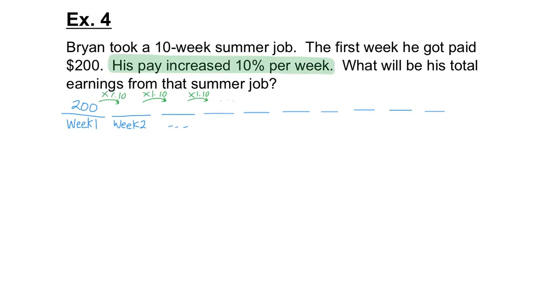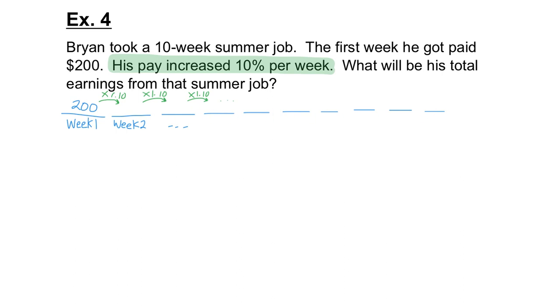To start off with, I'm going to focus on this. His pay increased 10% per week. If your pay increases, you're multiplying by 1.10, and that's happening every week. So this is a geometric sequence. He's starting by getting paid $200 in the first week. That's term number 1. Each successive term is multiplied by 1.10. So we know A, we know R, we know n, because it's going to be the sum of the first 10 terms in the sequence.